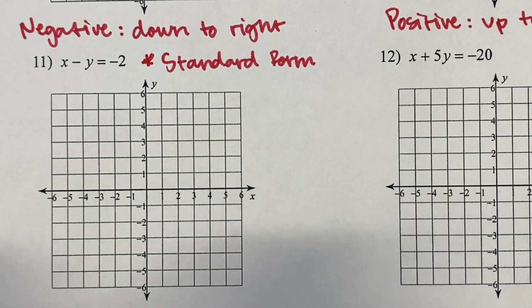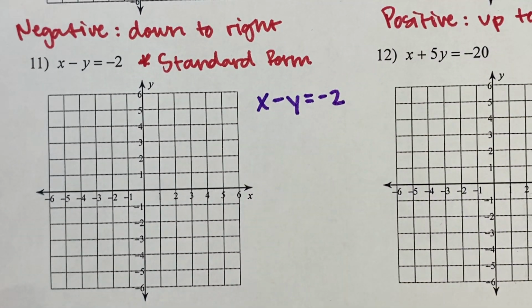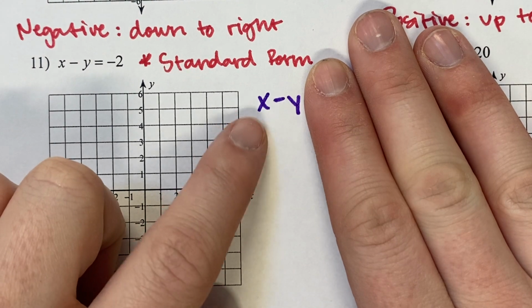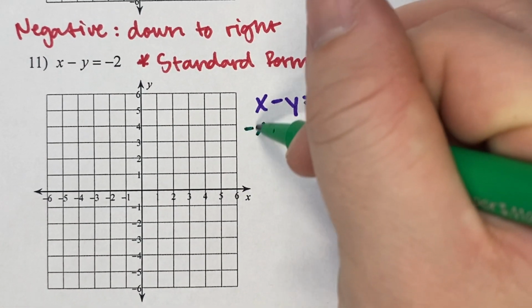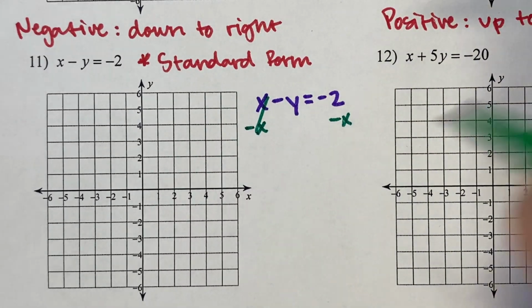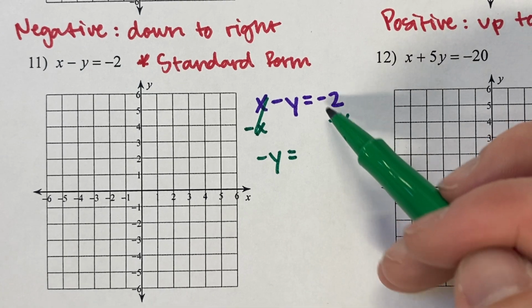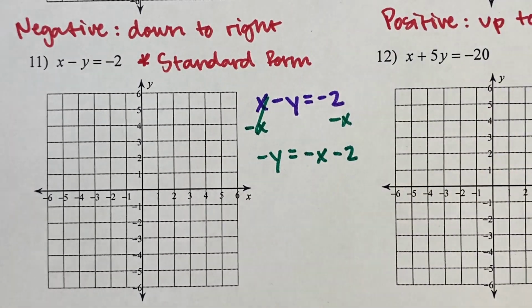So I'm going to go ahead and rewrite this guy. So I have x minus y equals negative 2. I want my y to be by itself. So the farthest thing I need to get rid of is this x first. Do the opposite by subtracting x. So now I have negative y equals, remember when I said that x likes to just bump his way in front? Negative x minus 2.